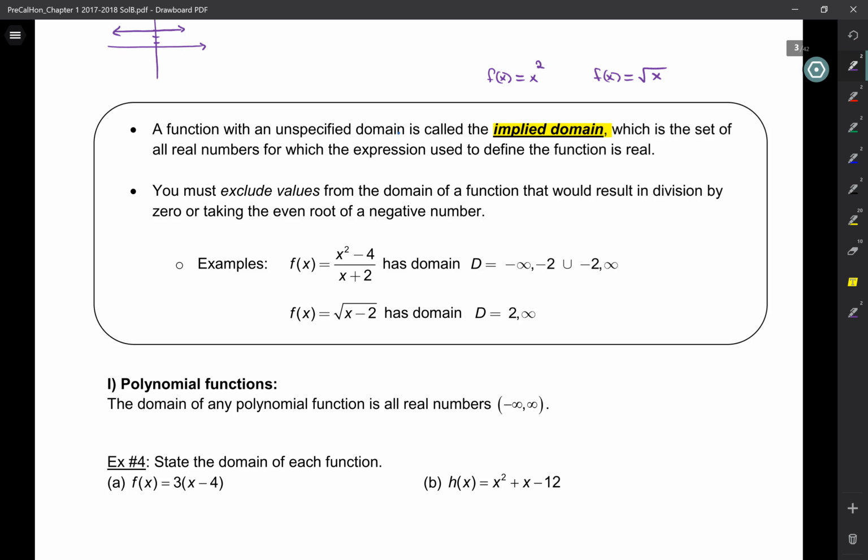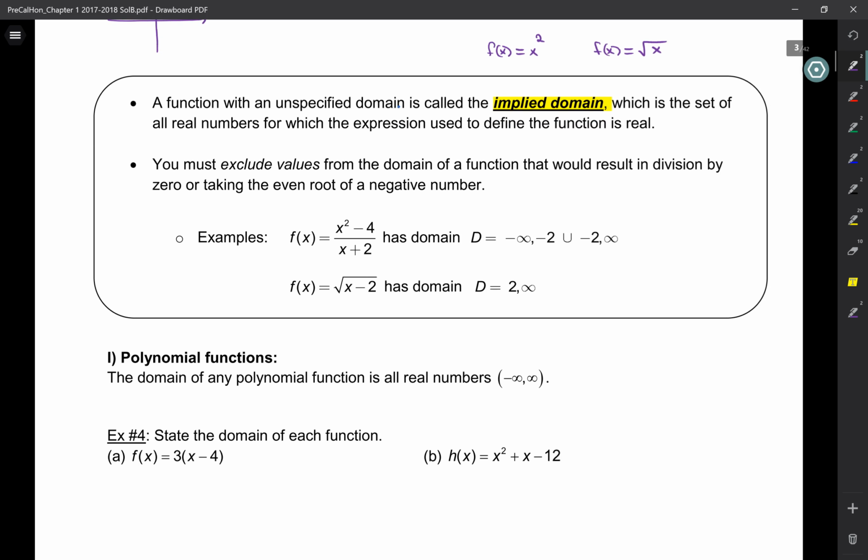Rather than sit there and say this works, that works, we look at what doesn't work for a function. So what we do is exclude values from the domain that would result in division by 0, or taking the even root of a negative number. In layman's terms, you just have to make sure that the denominator isn't 0 and you don't have a negative under an even root. That's all.